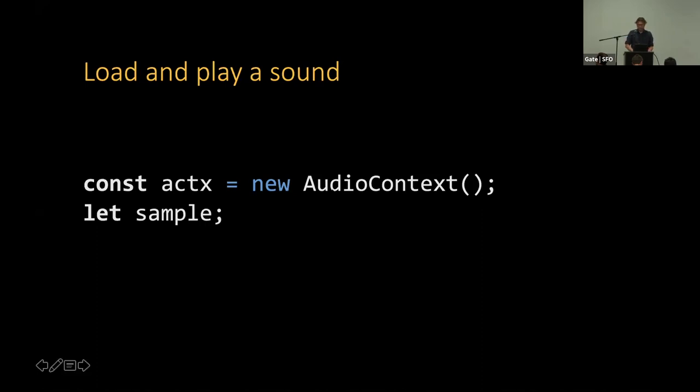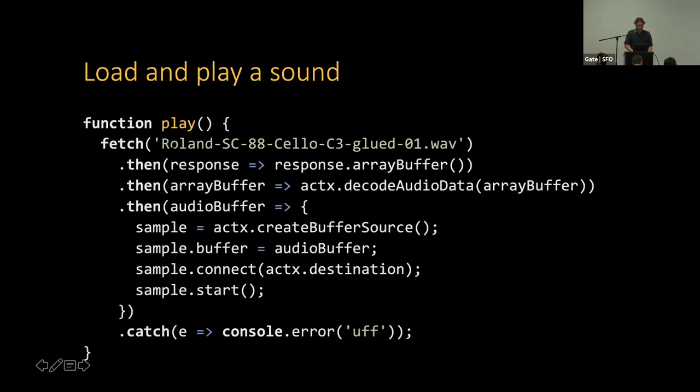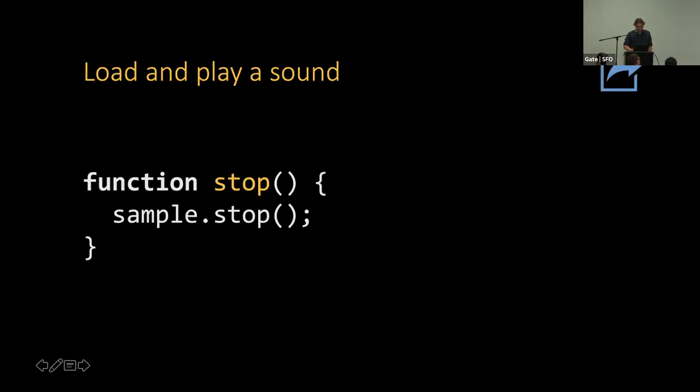First thing you need to do is set up the audio context, and we'll try to play one sound. You have to load that sound from somewhere. In this case, this is our cello sample. It's a WAV file, could be an MP3 or an OGG. Then you have to decode the audio data and then create what is called in web audio a buffer source. We give it the buffer, which is the file that we just read, and you connect it to the destination. The destination is a speaker or headphones. And then you start to play the sound.